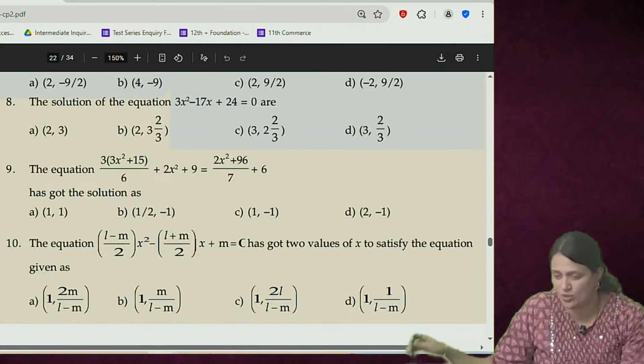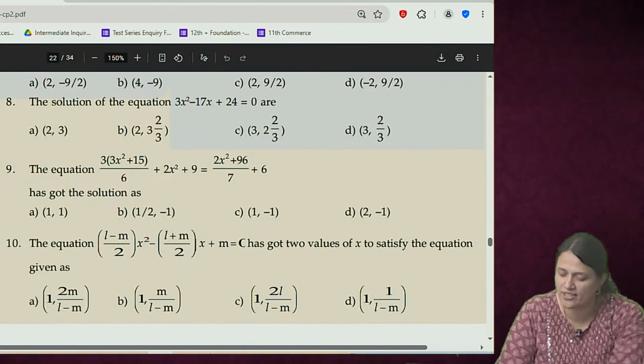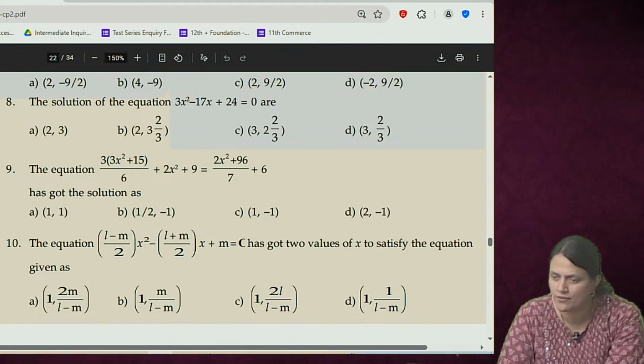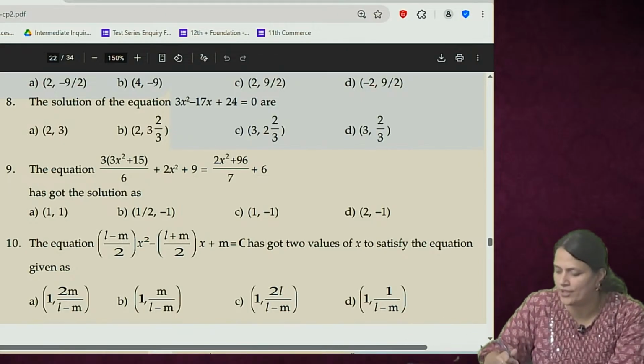बर थांबा हे लिहून घेते कारण ते परत मला कॉपी करताना चुकतो माझं. So again use the method of substitution in 9th one, 8th one also. First let us do the 8th one.